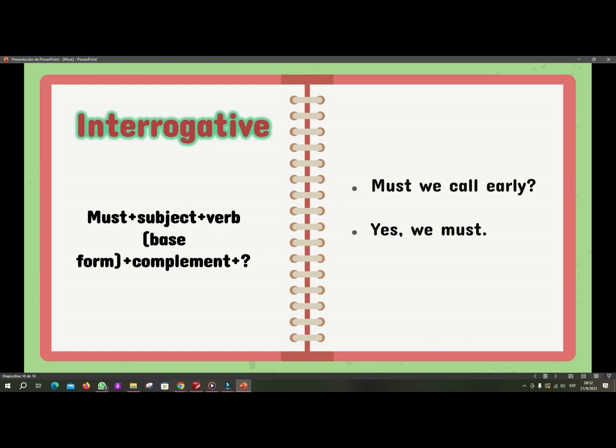So, you should answer in this way. If it is affirmative, yes, comma, the subject, and then the modal verb in the affirmative form. Yes, we must. If it is negative, no, we mustn't, right? So you don't need to add extra information here. That is not necessary, right? So just we must or no, we mustn't.